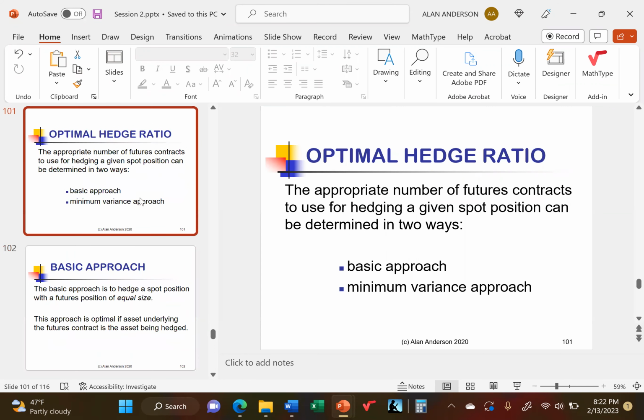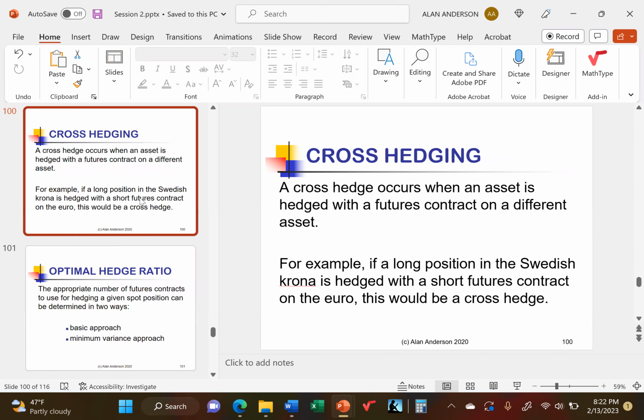Now, how do you know which one to use? You'd want to pick a contract that is as closely related as possible to your particular situation. So here, for example, if my exposure is to the Swedish krona, I would probably use euros as my hedging instrument, not, for example, Japanese yen, because we know that the economies of Sweden and Europe should be very closely related to each other.